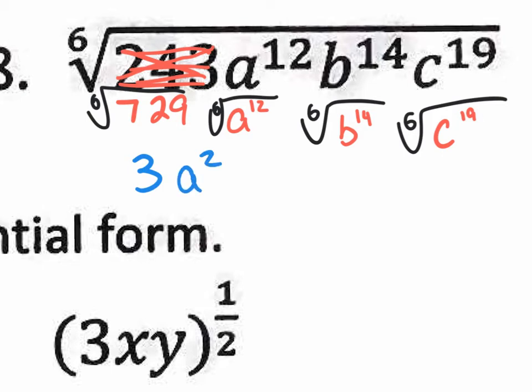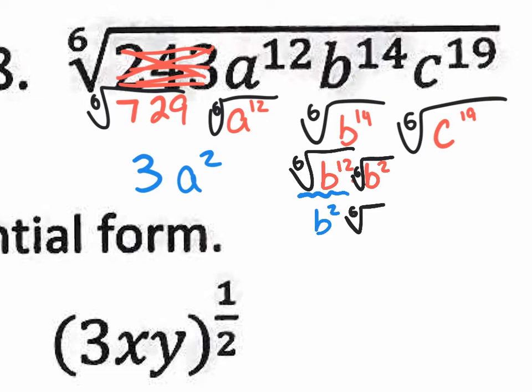Now let's look at the next one. 14. 14 is not divisible by 6. So what we want to do is rewrite it so it can be divisible by 6. So I'm going to take b to the 14th, and rewrite it as b to the 12th times b to the 2nd. Now, why would I do that? Because when I split the 6th root and the 6th root, then I will be able to do this one. The 6th root of b to the 12th, that's like saying 12 divided by 6, that is b squared. But the 6th root of b squared, you just leave it, the 6th root of b squared.